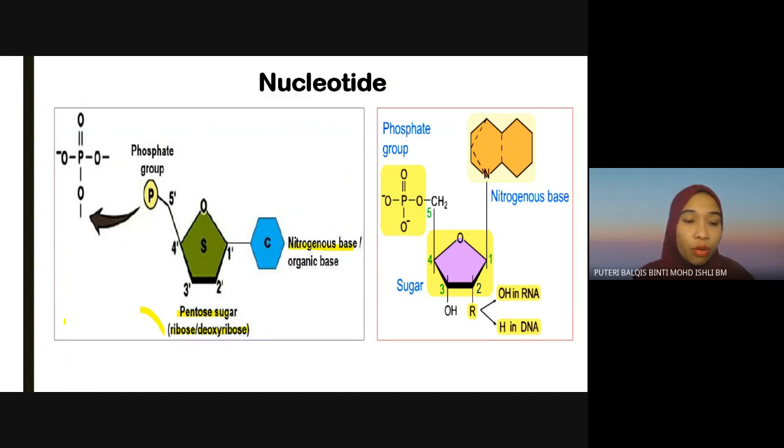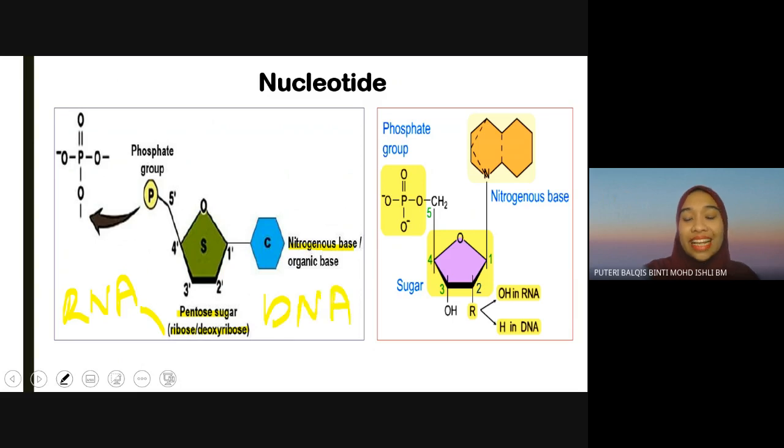Ribose is for RNA. Okay, RNA. Deoxyribose is for DNA. Okay, right, and ribose is for RNA, deoxyribose is for DNA. So this is one of the difference that you can discuss when you compare DNA and RNA.